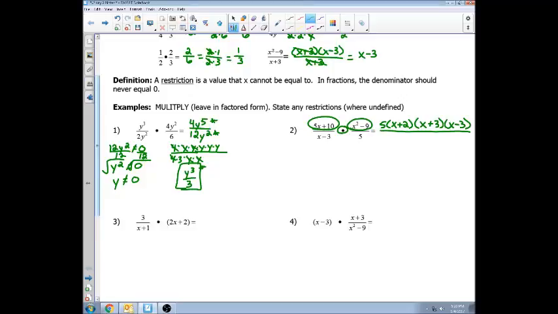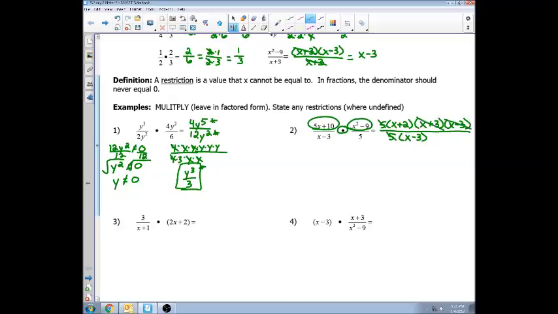I can't do anything more with x minus 3. Can't do anything more with 5. I'm going to go ahead and put my number out front, times x minus 3. Again, anything that's in the numerator that's also in the denominator, I can get rid of. So I can get rid of my 5s. I can get rid of my x minus 3.